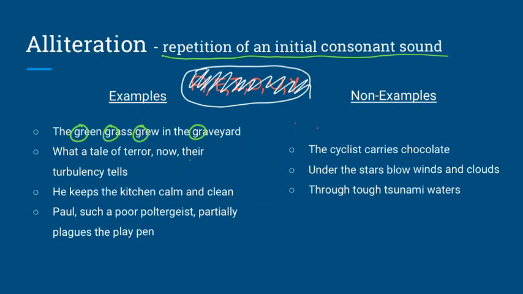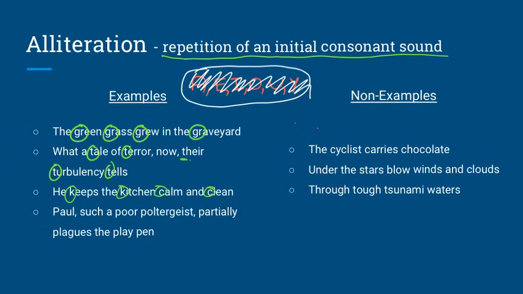Next, we've got "a tale of terror now their turbulency tells." I did not circle that T because it didn't give the same sound as the other words in there, which were tale, terror, turbulent, tells. There, it doesn't really match what we were looking for. "He keeps the kitchen calm and clean."